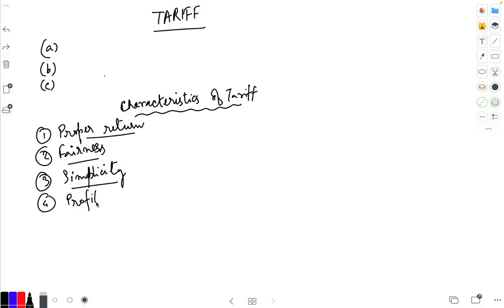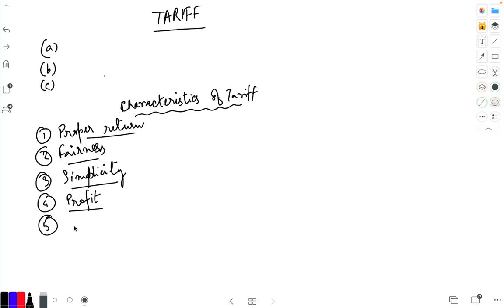If we do not have the profit, there is no point in establishing the power plant or the power system. Also, you cannot expand in future. You need to expand as the load demand increases, whether it is generation, transmission, or distribution. In all the three, you have to expand. So for that, profit has to be there.